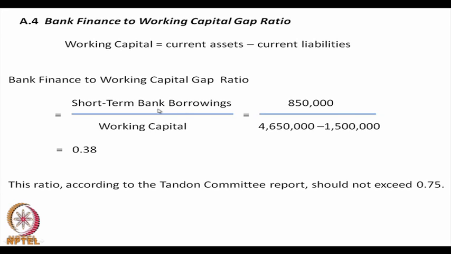In this case, the short term bank borrowings, which comes from the liability side of the balance sheet, is 850,000, and the working capital is current assets minus current liabilities, then this ratio is 0.38. The Tandon committee report says that this ratio should not exceed 0.75. So, this company's short term borrowing is much less than 0.75, which means it is in a very comfortable position as far as the borrowings from the bank is concerned to meet its working capital needs.